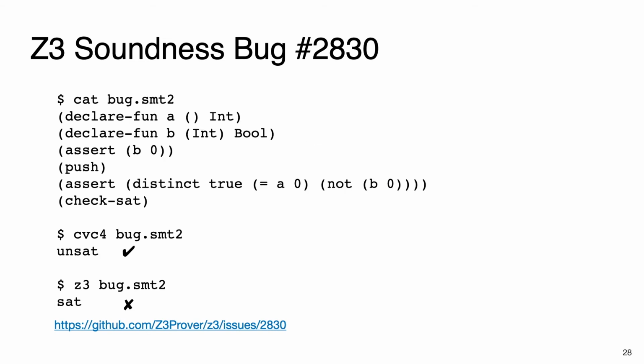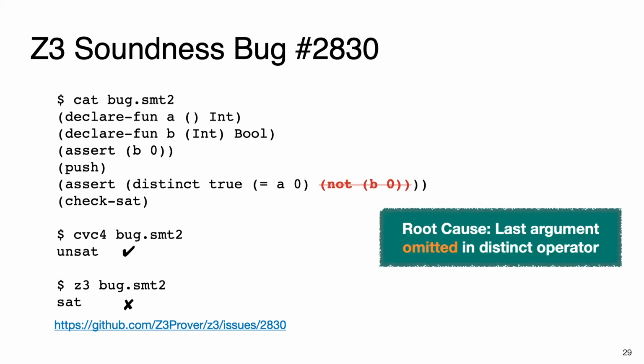Here's another Z3 soundness bug on a formula with uninterpreted functions. Again, the bug is caused by an unsound rewrite. In this case, the last term of the distinct expression was missed because of a logic bug in a loop condition. The bug relaxes the constraint of the formula and causes Z3 to incorrectly give sat.